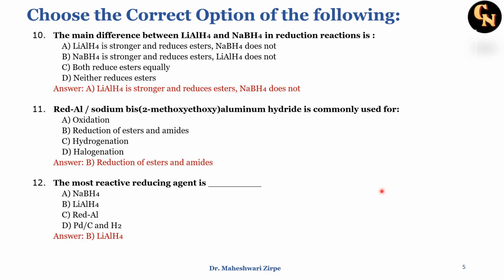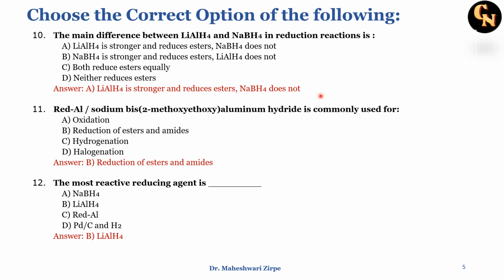Now the next one: the main difference between lithium aluminum hydride and sodium borohydride in reduction reactions is dash. So you will find options given here. Basically option A is the correct one. If you see the answer, it is that lithium aluminum hydride is stronger and reduces esters, whereas sodium borohydride doesn't.